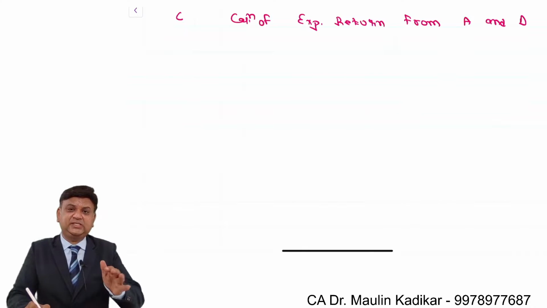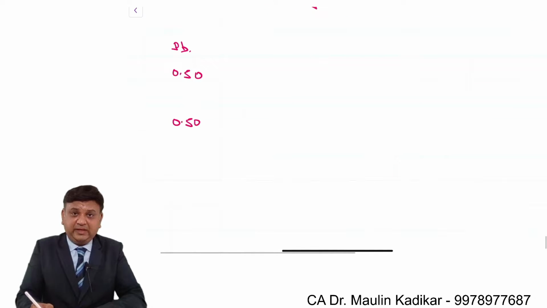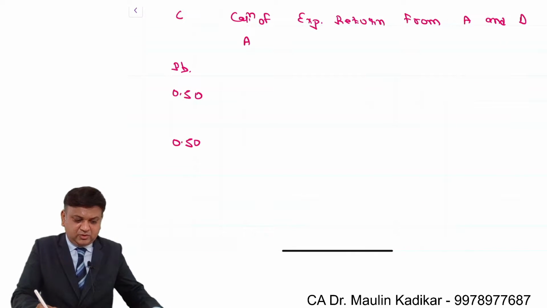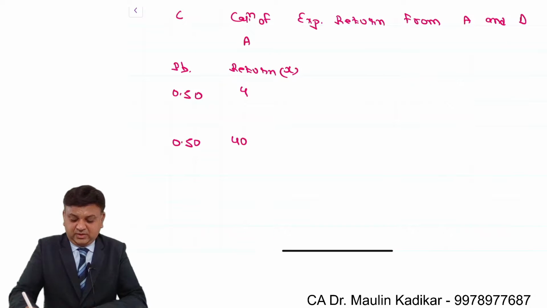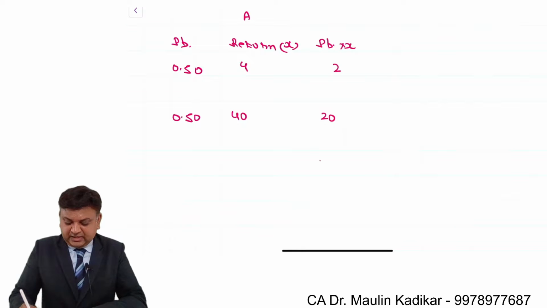The question says that there are equal chances. So I am assigning probability 0.50, that is 1 by 2, 0.50, that is 1 by 2. For security A, the return is provided to us as 4 and 40. Assigning x variable to it. So probability into x, 0.5 into 4, that is 2. 0.5 into 40, that is 20. 2 plus 20, that comes to 22.